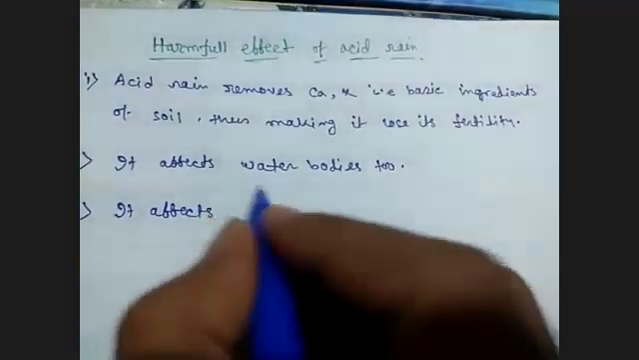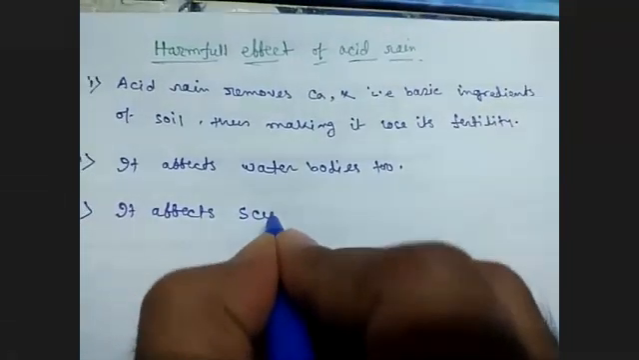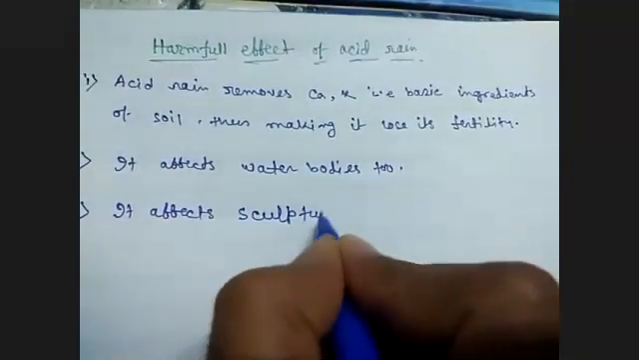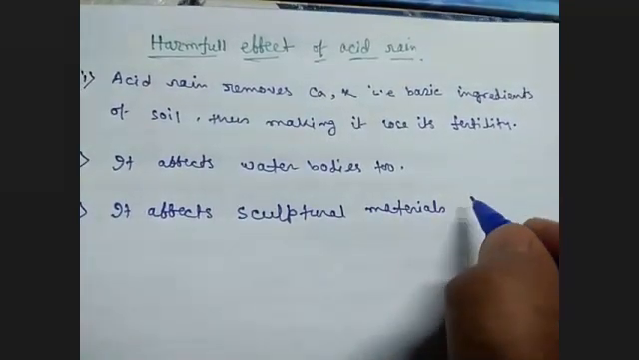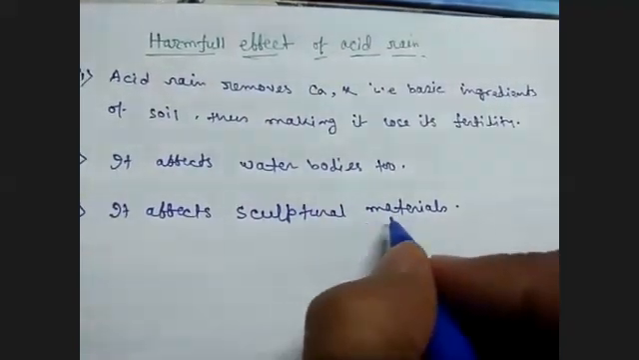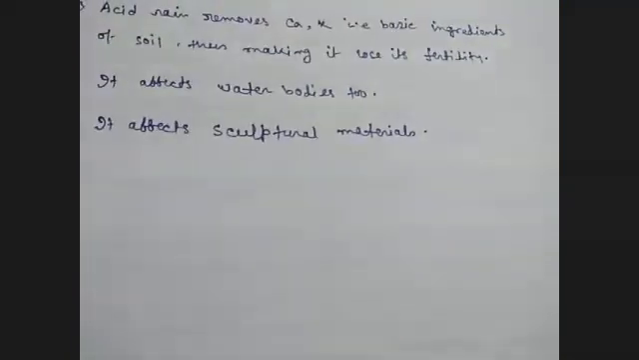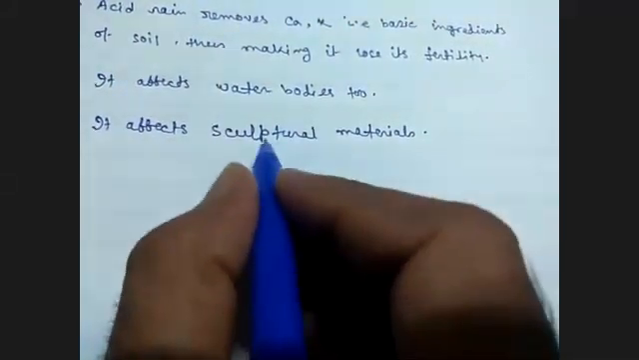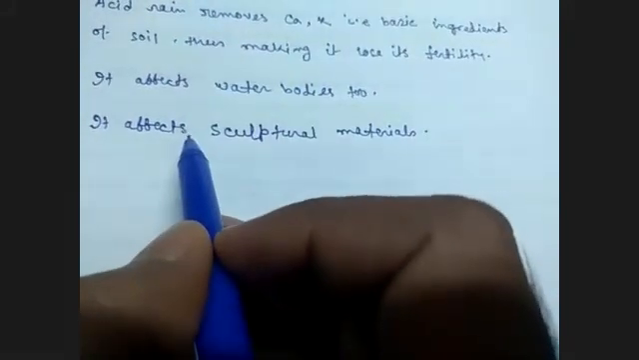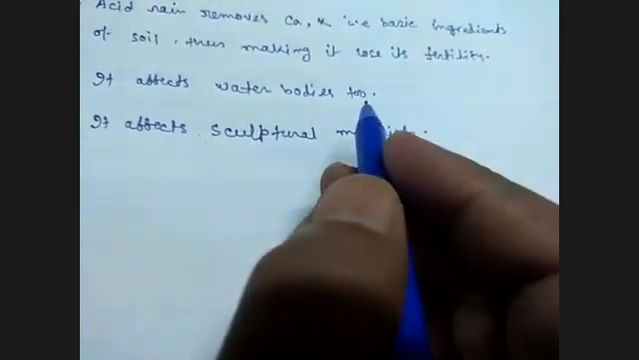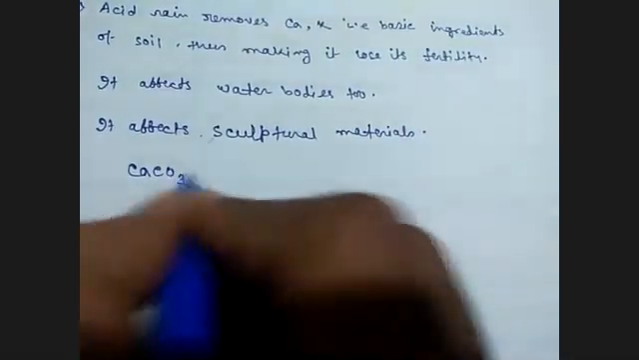Third and most important, it damages sculptural materials or the old monuments. The sculptural materials or the monuments are made up of marble or limestone. Marble and limestone both contain calcium. So the acid present in acid rain reacts with the calcium and converts it into another material. Like, suppose limestone or marble contains calcium carbonate.